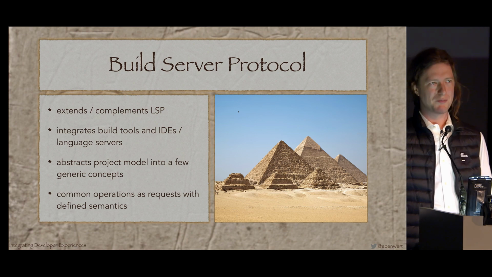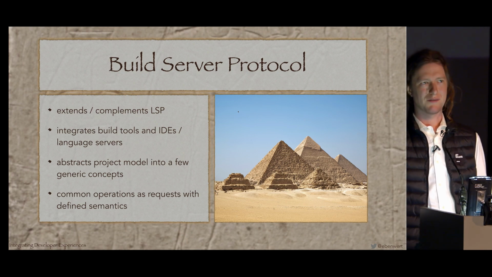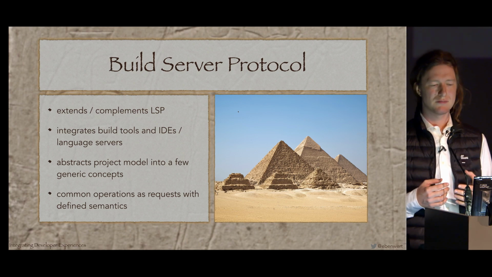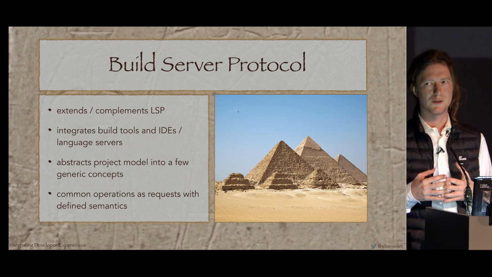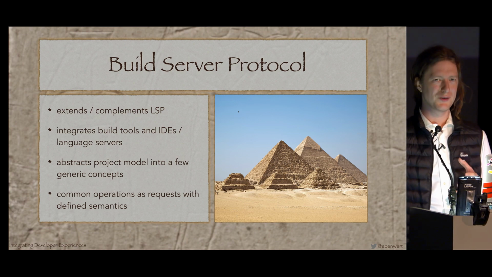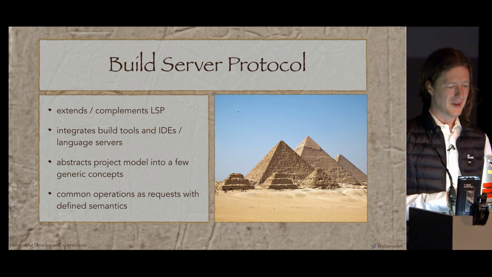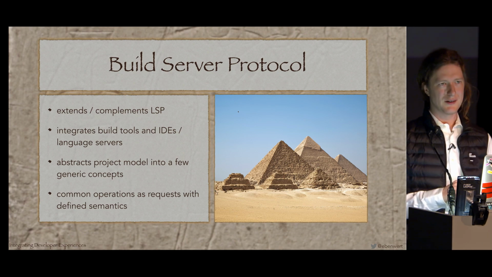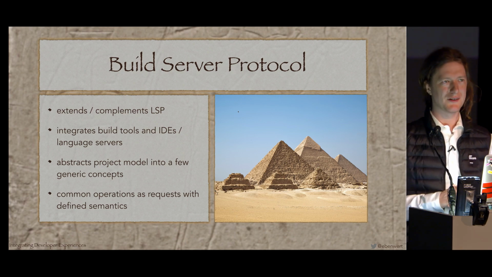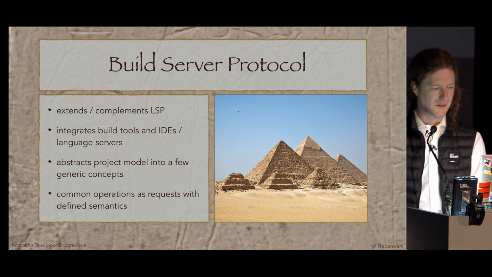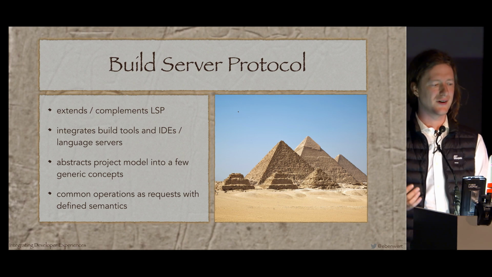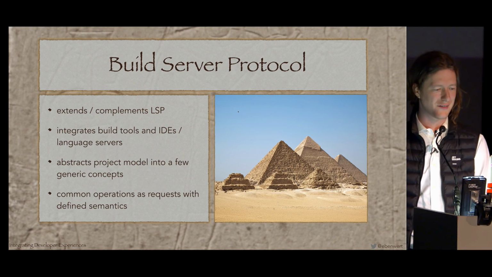So most build tools have a kind of project model. In SBT we call it projects. In Maven, I don't know, I haven't used Maven in a while. In IntelliJ we have modules. In Fury we have modules. And in Bazel we have targets. So in BSP we call this targets, modeled after Bazel. And we have a bunch of operations defined as requests with specific semantics.